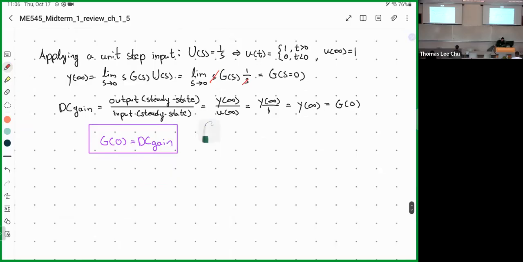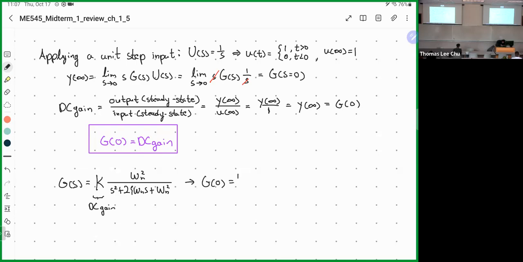So that general second order equation I give you guys, let's say g of s is equal to k multiplied by omega n squared divided by s squared plus 2 zeta omega n s plus omega n squared, where I say this is your DC gain. Well, when we do g of 0, we only get k because the omega n squareds cancel each other out in the numerator and denominator terms. So you don't even need to pull out the k here if you want to find the DC gain. Just plug in s is equal to 0 and you get your DC gain.